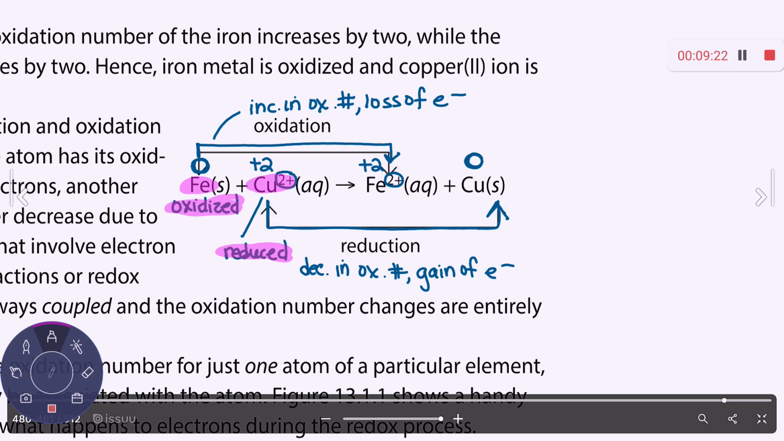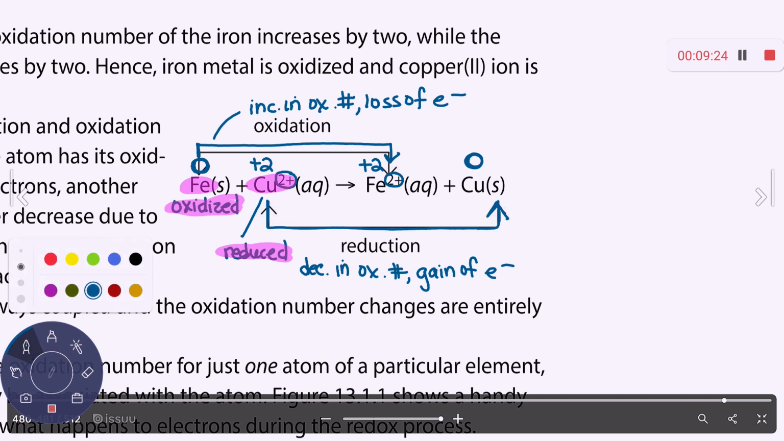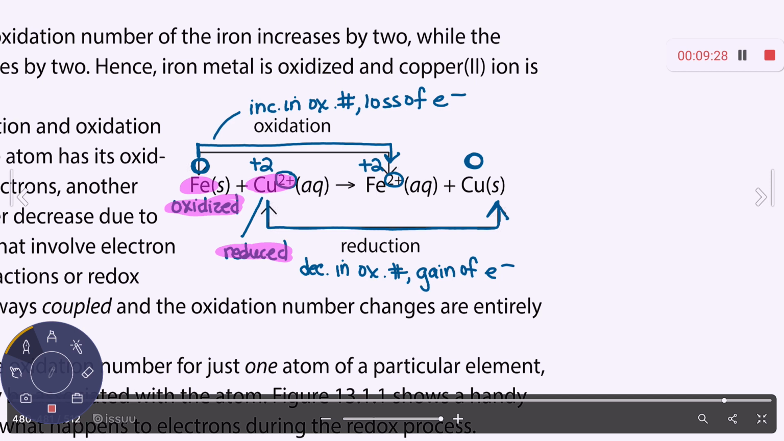Okay, so what's happening here is, if I do this in a different color, the electrons are actually moving from here to here. And since the oxidation number changed from a 0 to a +2, that means 2 electrons are moving from iron to copper +2. If I had a coefficient or a subscript present, I'd have to consider that when I determine how many electrons moved. Okay?